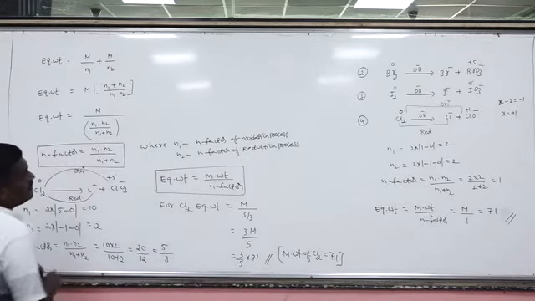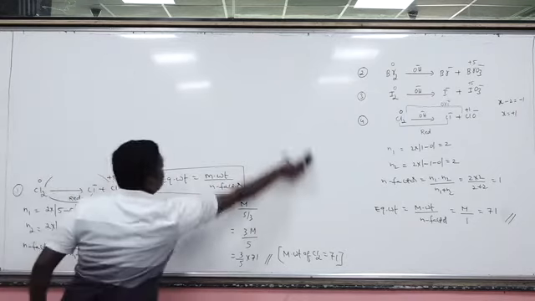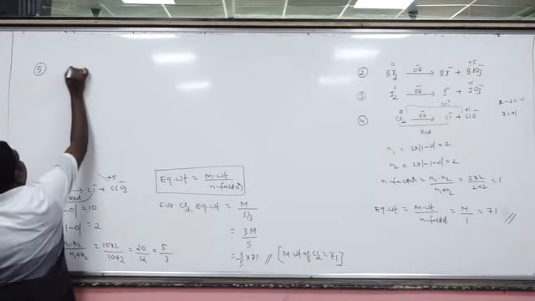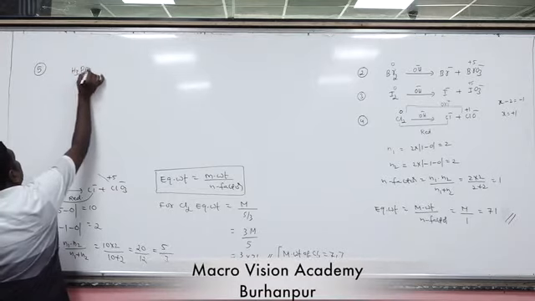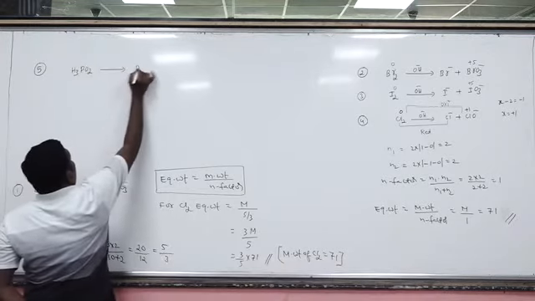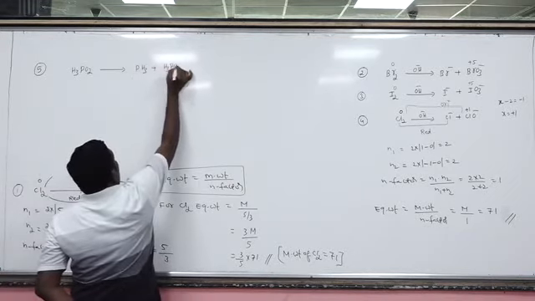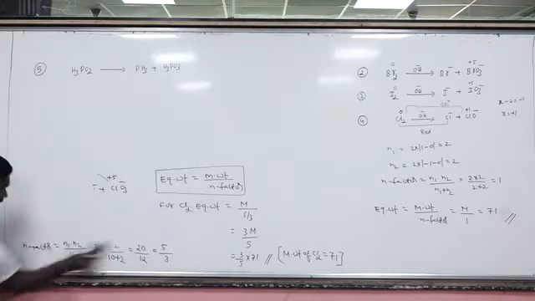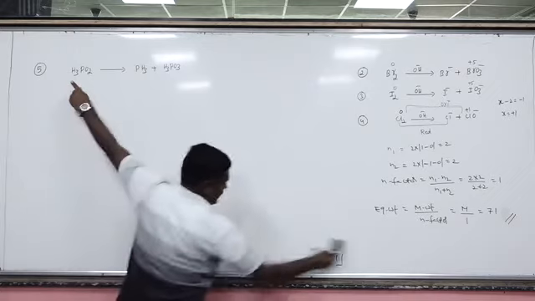Let's suppose another example. I am taking one more example. Example 5. Let's suppose H3PO2, hypophosphorus acid, is converted into PH3 phosphine and phosphorus acid or orthophosphorus acid. In this reaction, find the equivalent weight or N factor of hypophosphorus acid.